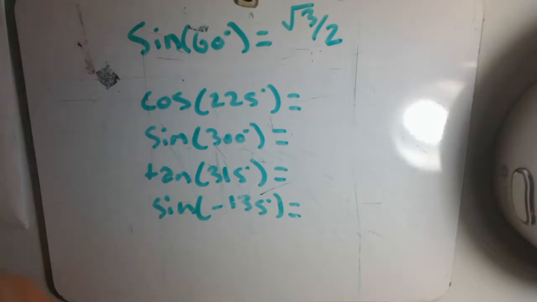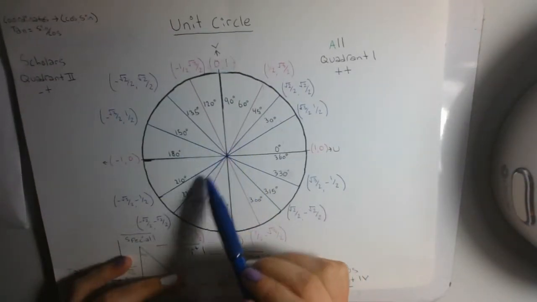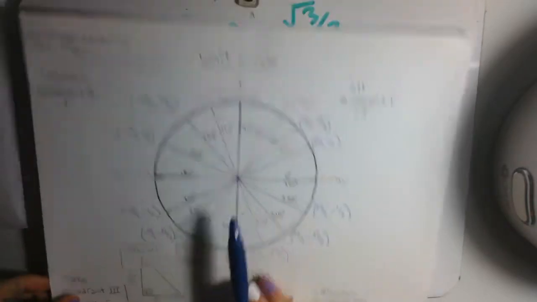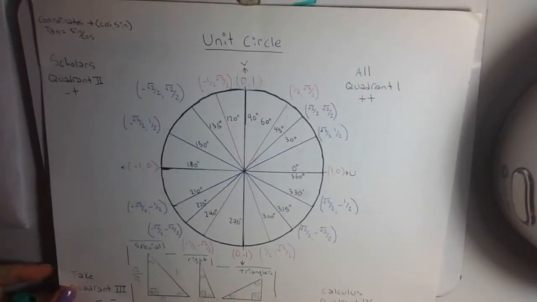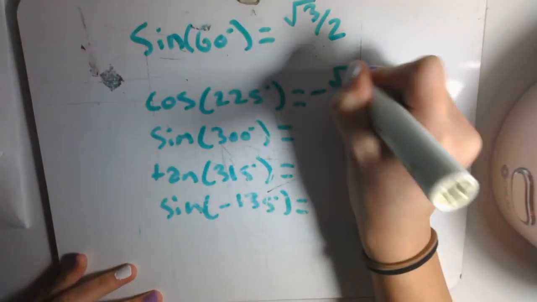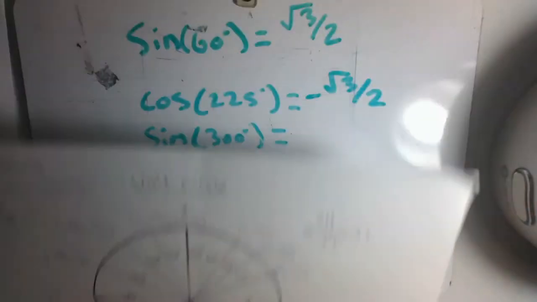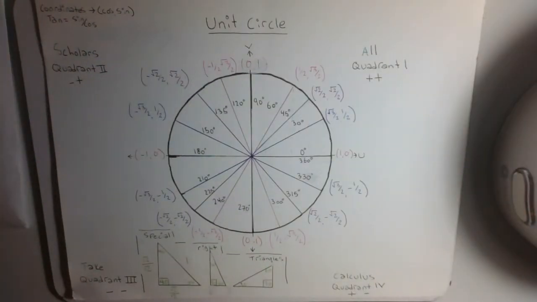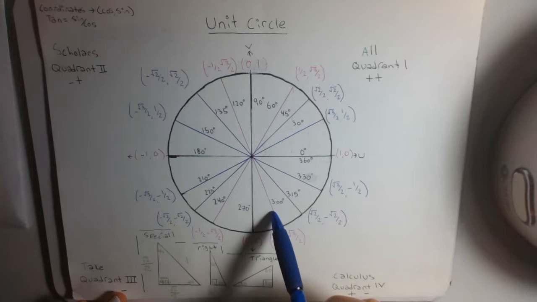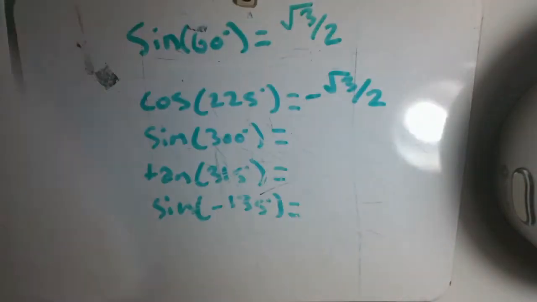Cosine of 225 degrees, we just have to locate 225 degrees going in this direction, and it's right here. And cosine is this one, so it's negative √3/2. Looking at sine of 300 degrees, we go over here, we locate it's right here, so then that's negative √2/2.